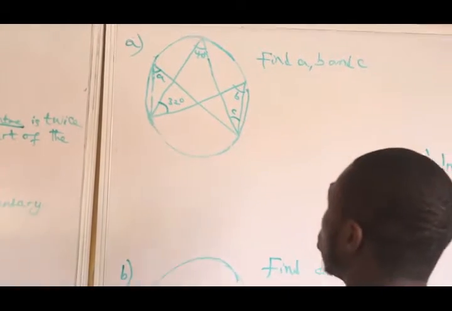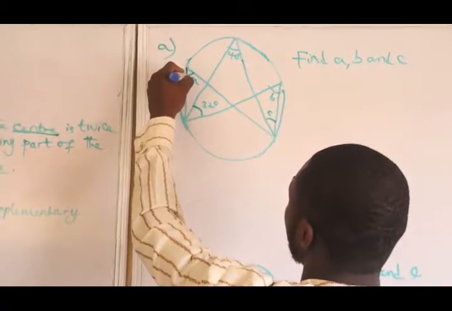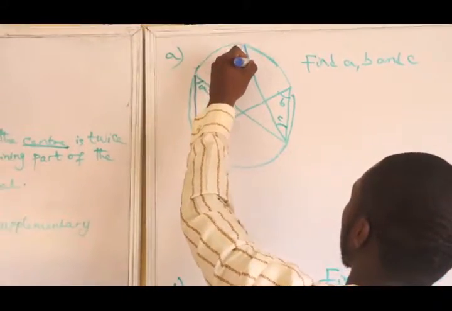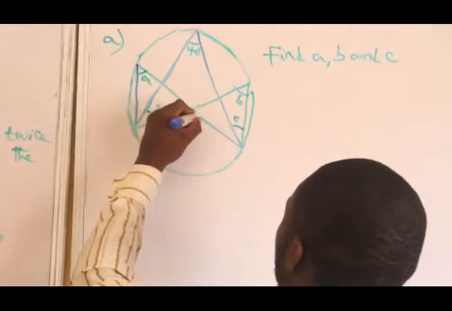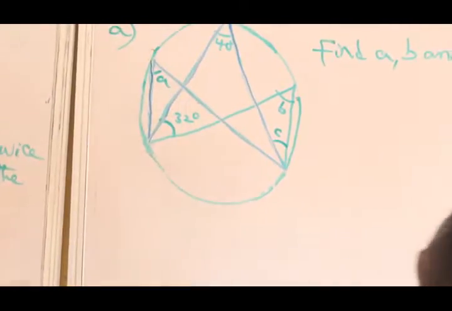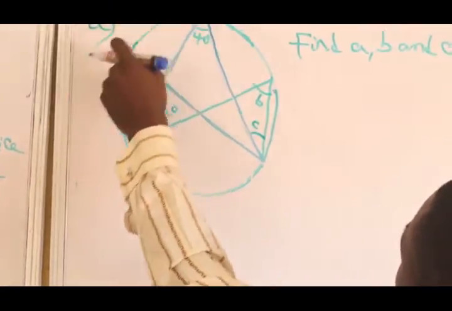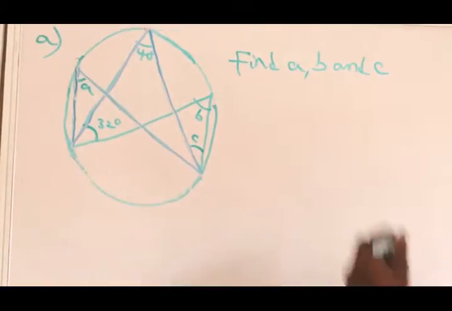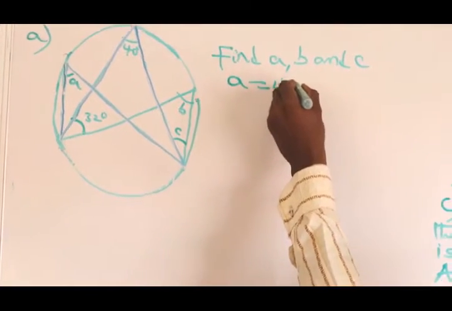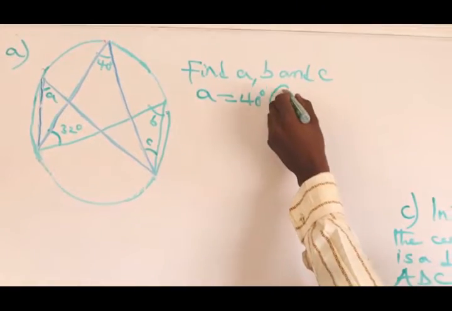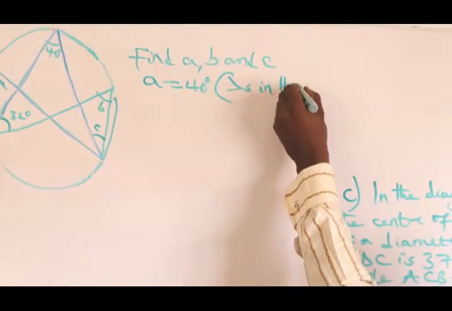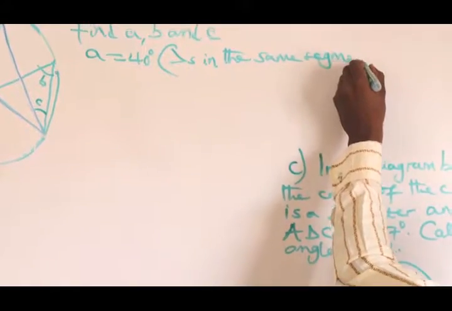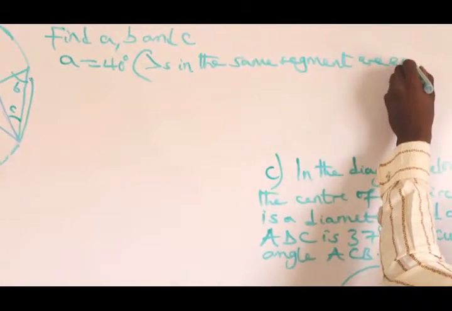Now look at this. Let me assist you to a different matter. Now, can you see clearly that A belongs to the same segment as 40 degrees? So you simply say A equals 40 degrees. Reason for that, you tell them angles in the same segment are equal, and you are done with that.